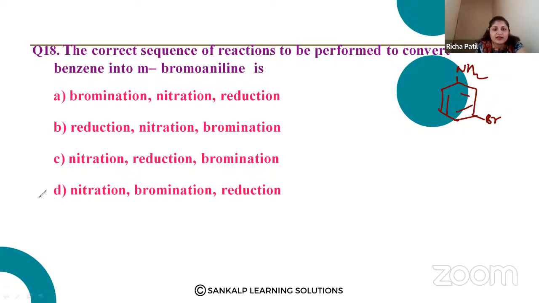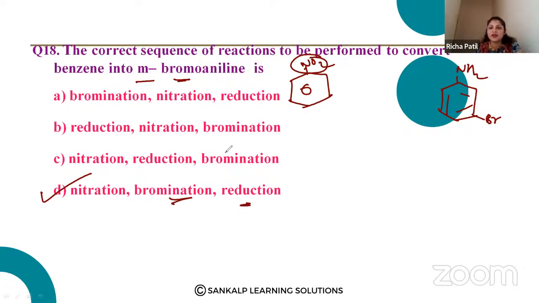So we have seen this, right? We had prepared meta-chloroaniline. So from benzene, first you have to do nitration, and you get the NO2 group. Then you have to introduce your Br, so you do bromination. Then you have to reduce your nitro group. So this is D. Understood? So we have solved this question. We have converted benzene into meta-chloroaniline, right? So the same way you are going to do this particular question.